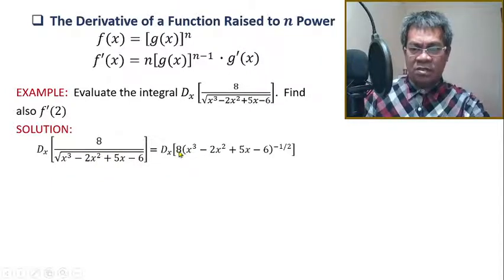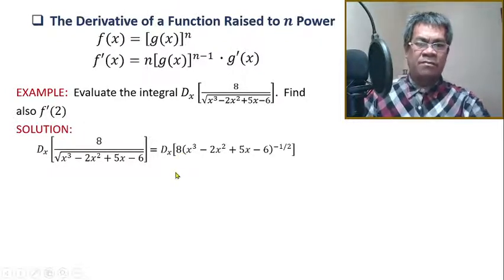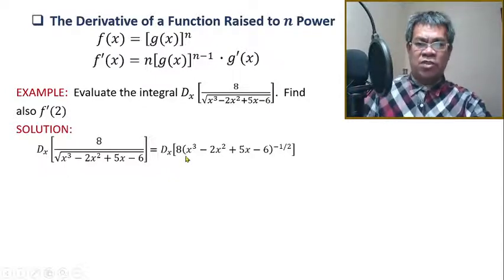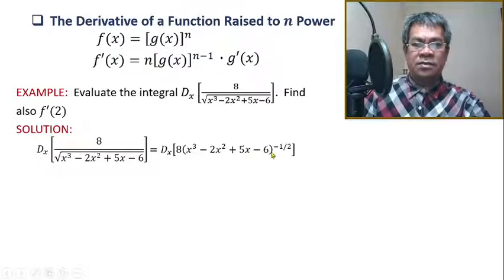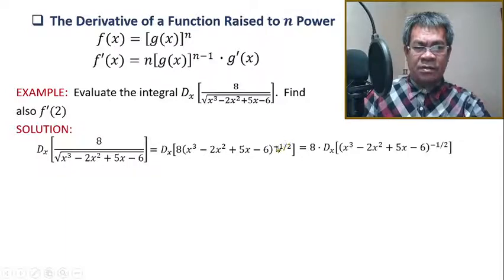Take note, the 8 here can be moved outside or left as is. It will not be affected during the derivative, because a constant multiple is always a constant multiple throughout the process. It won't change. So therefore, we can now apply the power rule, the power function raised to n rule. So all you need to do is take the derivative.